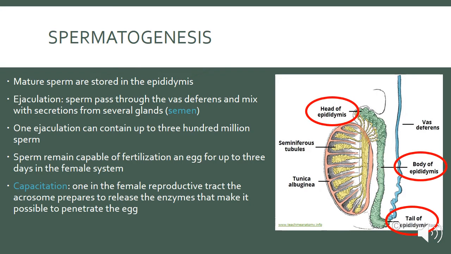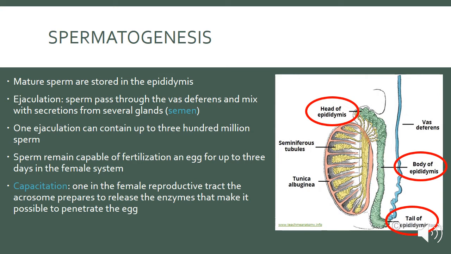And one ejaculation can contain up to 300 million sperm. So men make lots and lots and lots of sperm because very few of them are actually going to get to the egg. Sperm are capable of fertilizing an egg for about 3 days within the female system, so they can survive for a little while. Important thing to keep in mind if you're attempting to prevent a pregnancy.